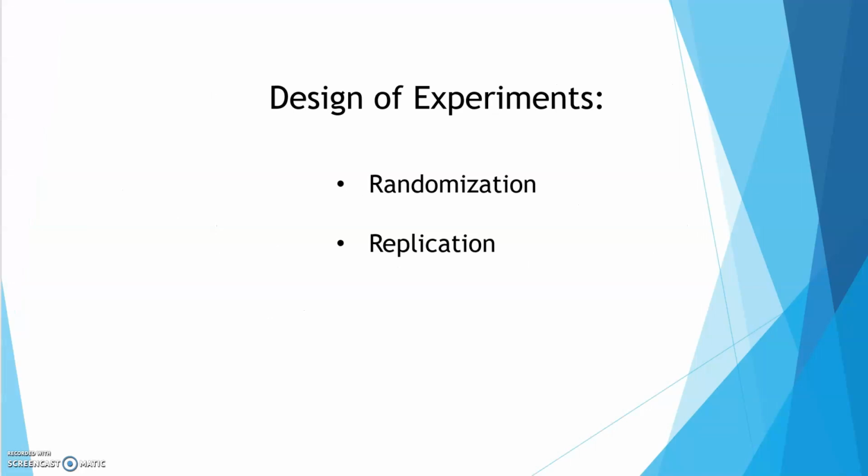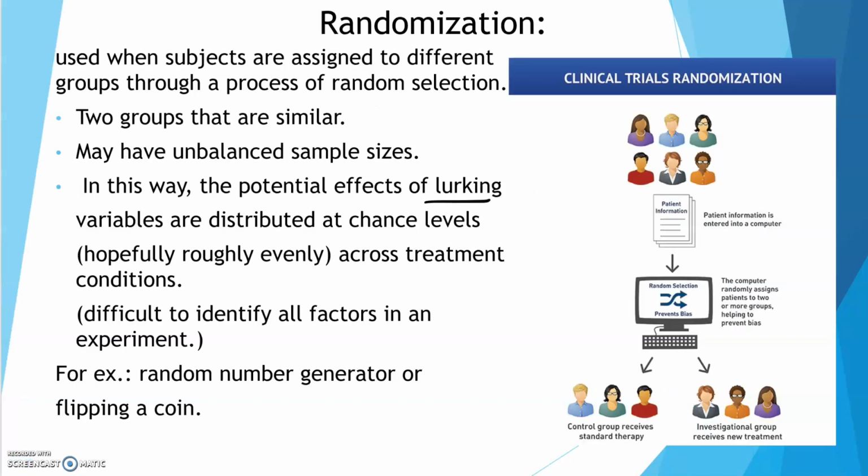Okay, then there's 2 things that you want every experiment to have, randomization and replication. Now, randomization, you're going to have 2 or more groups, say it's just 2. You want those groups to be as similar as possible. You want all the characteristics in both of those groups, and you want them to be an even number of each characteristic. You want them to basically be the exact same group. So in order to try to do that, you use randomization. It's used when subjects are assigned to different groups through a process of random selection.